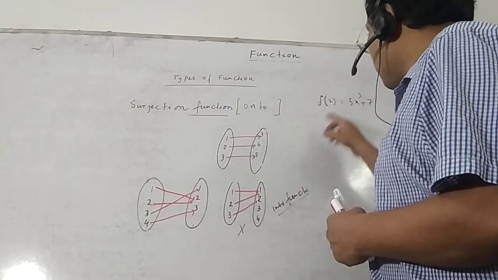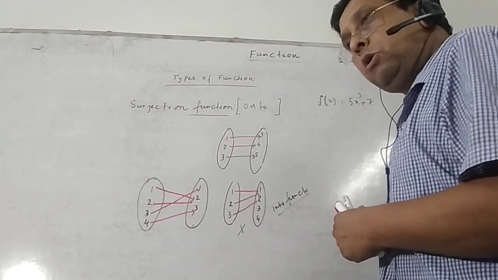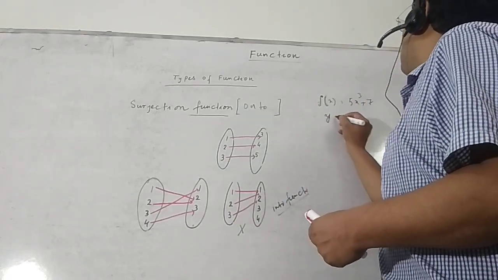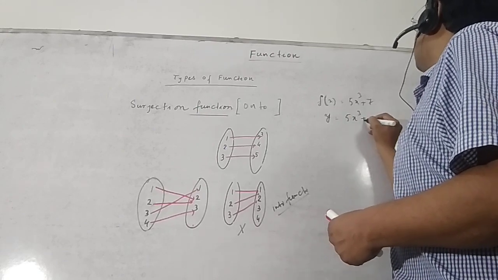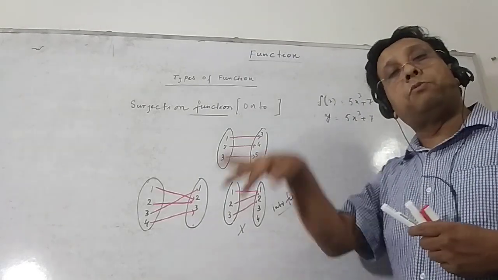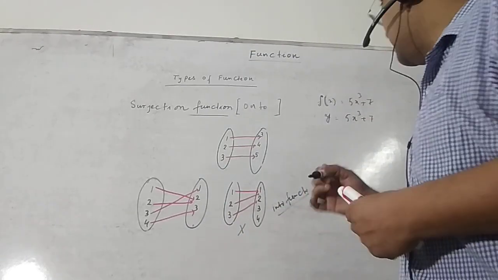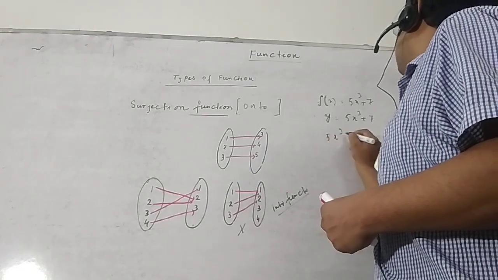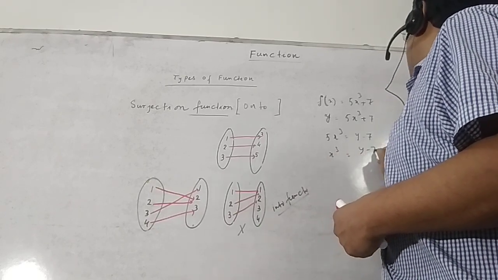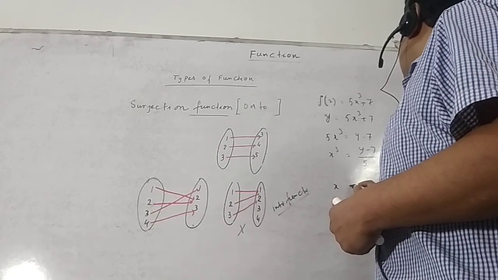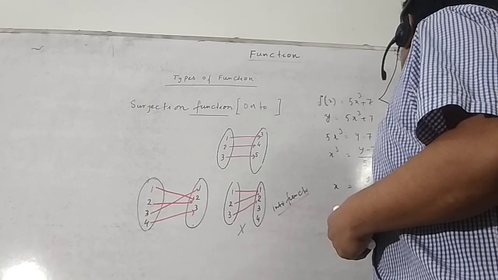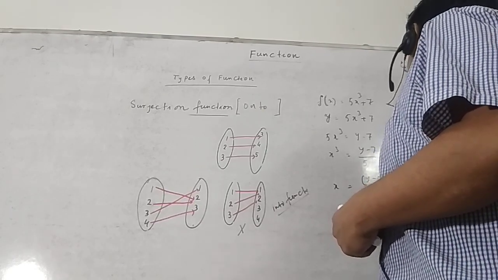Since f of x is equal to 5x cube plus 7, for any case you can follow the same technique. We can assume that y is equal to 5x cube plus 7. First you write this. Your next job will be to convert x in terms of y. So 5x cube equals y minus 7, therefore x cube is y minus 7 by 5, and therefore x is equal to y minus 7 whole to the power 1 by 3, and in the denominator also 5 to the power 1 by 3.